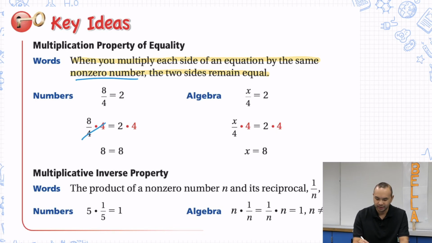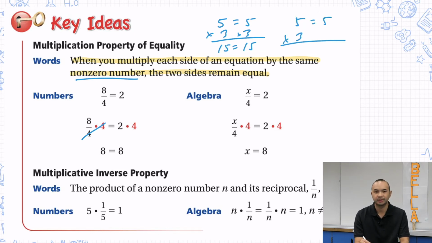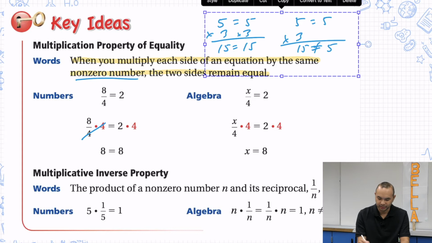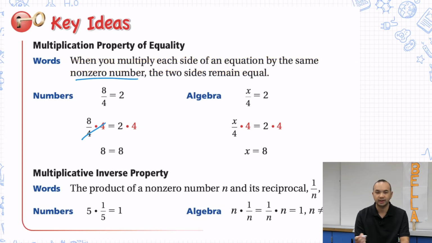Okay, so in even more simple terms, if you started off with 5 equals 5, that's a true statement. If I multiplied both sides of that by 3, then you would get 15 equals 15. You get the same thing. If you had 5 equals 5 and only multiplied the left side by 3, you would get 15 is equal to 5, which is not a true statement. So the point of this is to isolate the variable. So you wouldn't use that with all numbers.